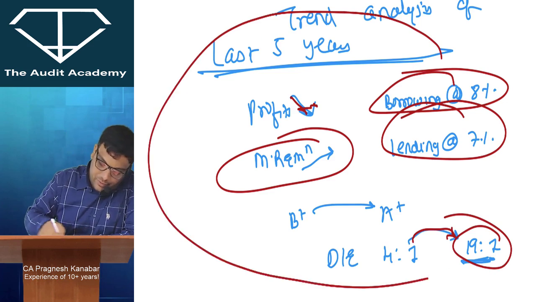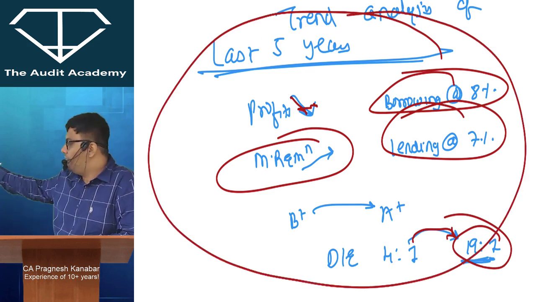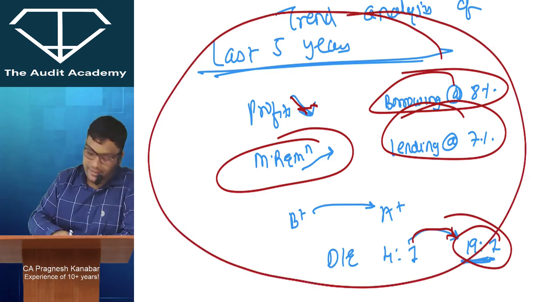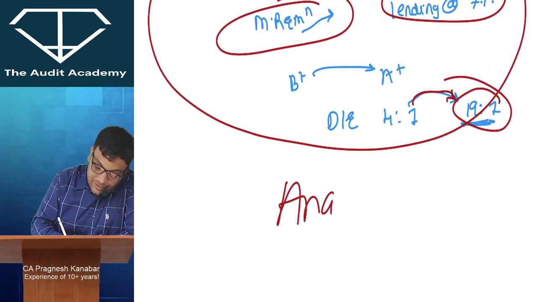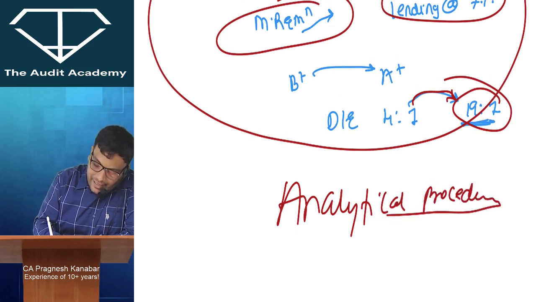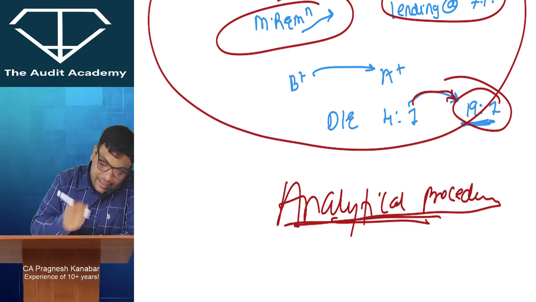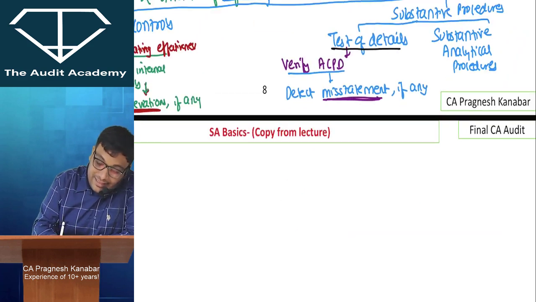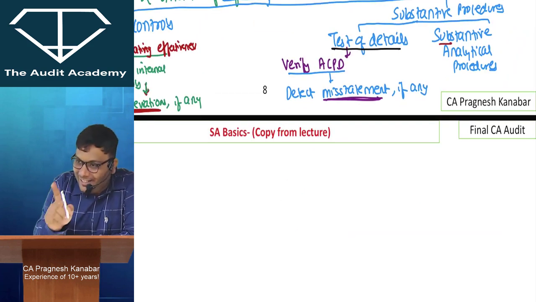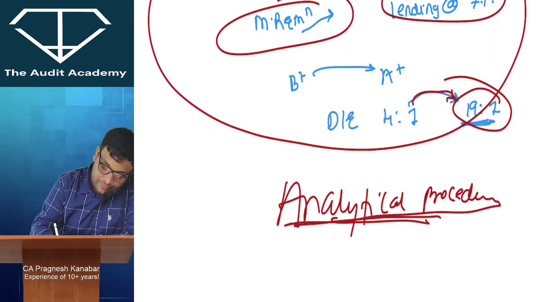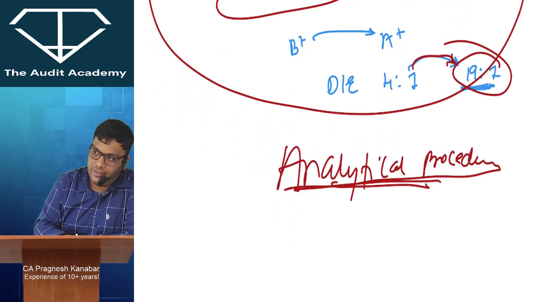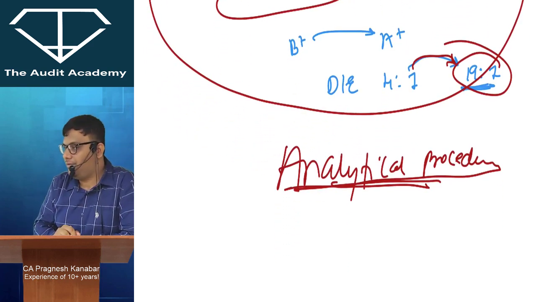Tell me, this is which procedure? Forget about what is the outcome of this, but this is which procedure? Analytical procedures, yes or no? This is which procedure? Analytical procedures. Alright. Don't just say analytical procedures. Say that it is substantive analytical procedures. Wrong. This is analytical procedure, not substantive analytical procedure.